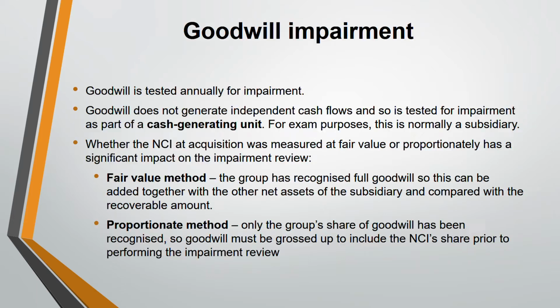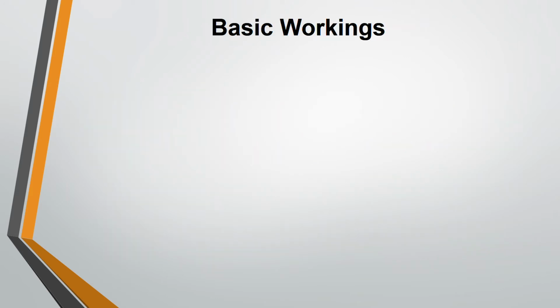So the proportionate method is a little bit more involved, but fair value is easier. Okay, just take the goodwill as it is, add it to net assets, compare with the recoverable amount and find the impairment.